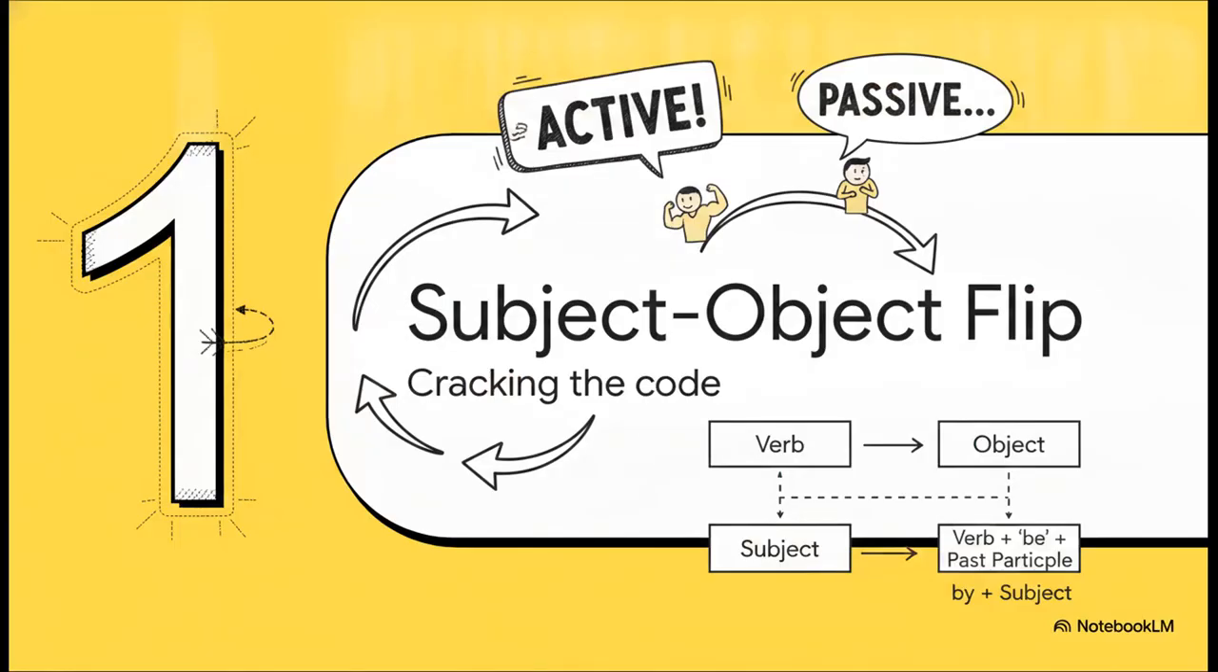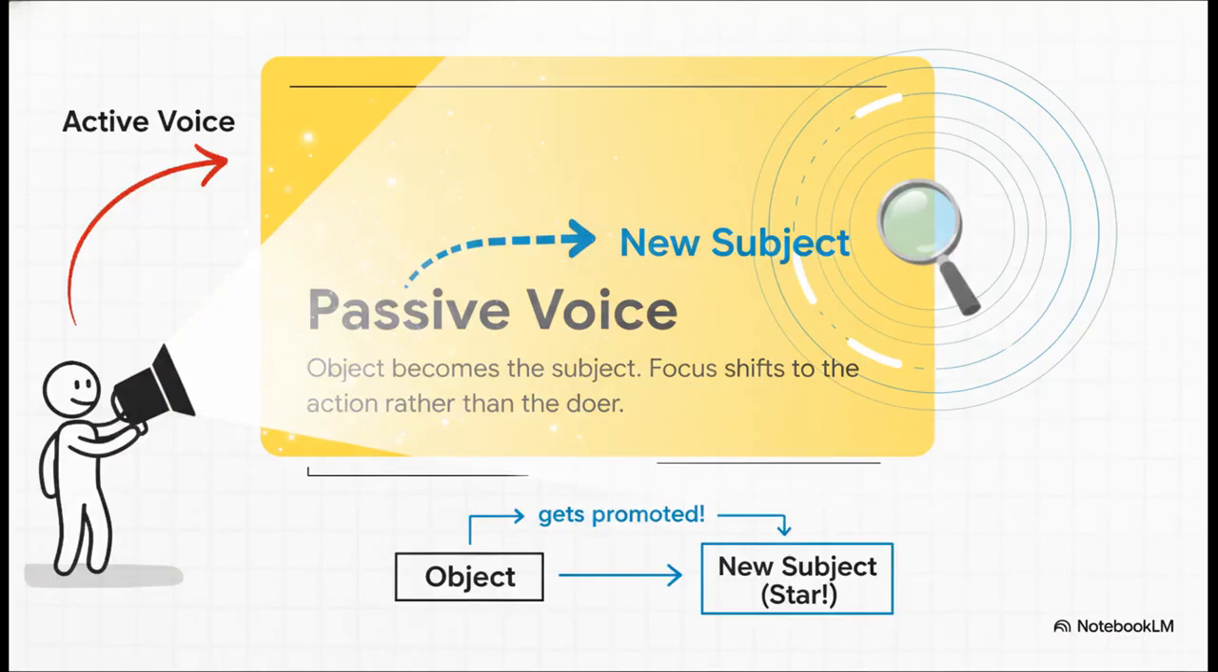All right, Section 1, cracking the subject-object flip. To really get this, you kind of have to think of a stage spotlight. In the active voice, that spotlight is shining right on the person or the thing actually doing the action. But in the passive voice, that spotlight moves. It moves away from who did the action and shines directly on the action itself or the thing receiving it. Essentially, the object of your active sentence gets a major promotion. It becomes the star, the brand new subject of your passive sentence.